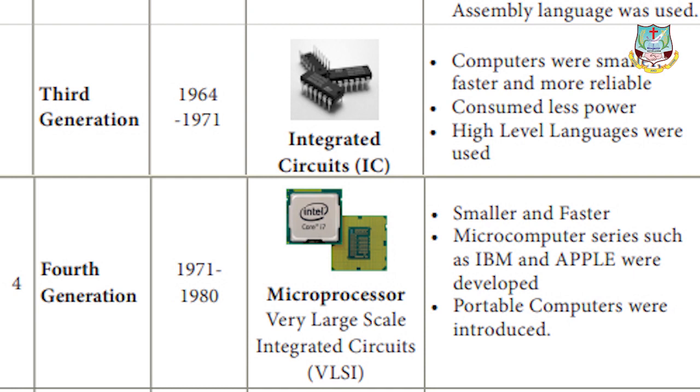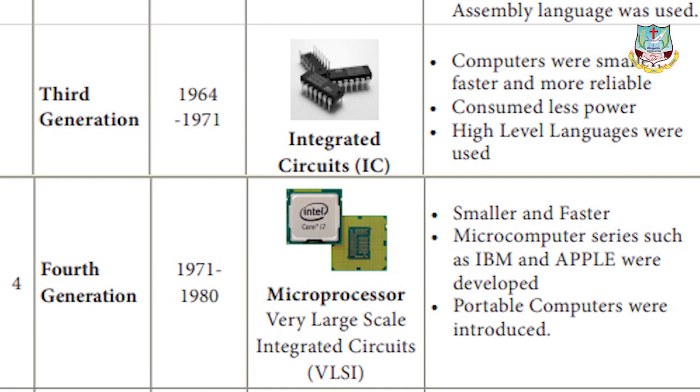First, we saw that the component was vacuum tubes. In second generation, it was transistor. And third generation, it was IC, that is integrated circuits. And in fourth generation, here comes the microprocessor. Okay, so this microprocessor plays a vital role in today's computer also.